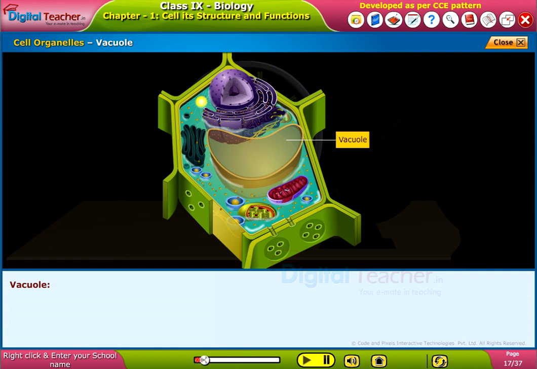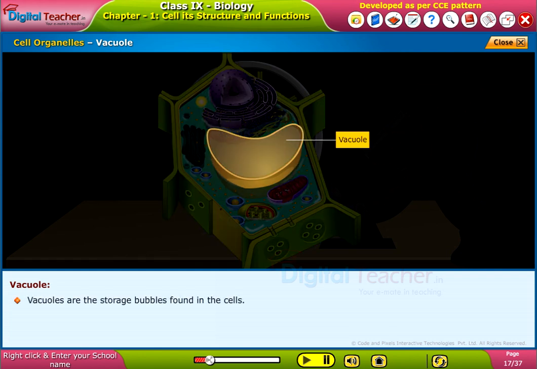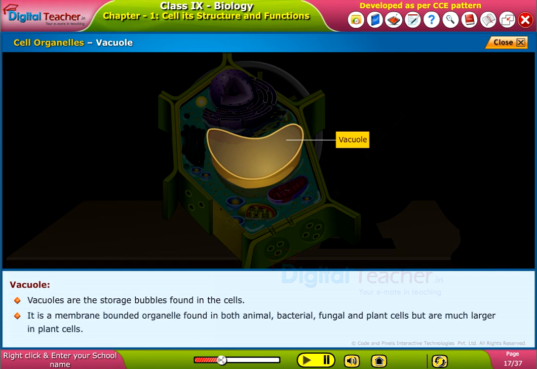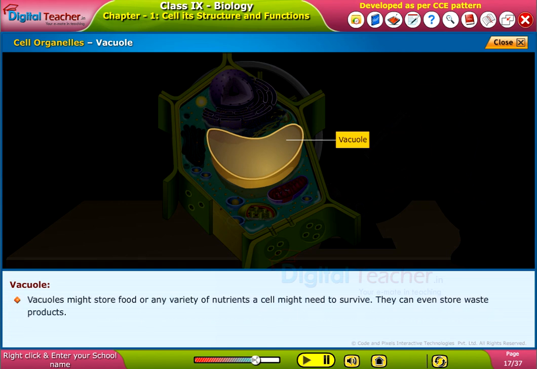Vacuole. Vacuoles are the storage bubbles found in the cells. It is a membrane-bound organelle found in animal, bacterial, fungal, and plant cells, but are much larger in plant cells. Vacuoles might store food or any variety of nutrients a cell might need to survive. They can even store waste products.